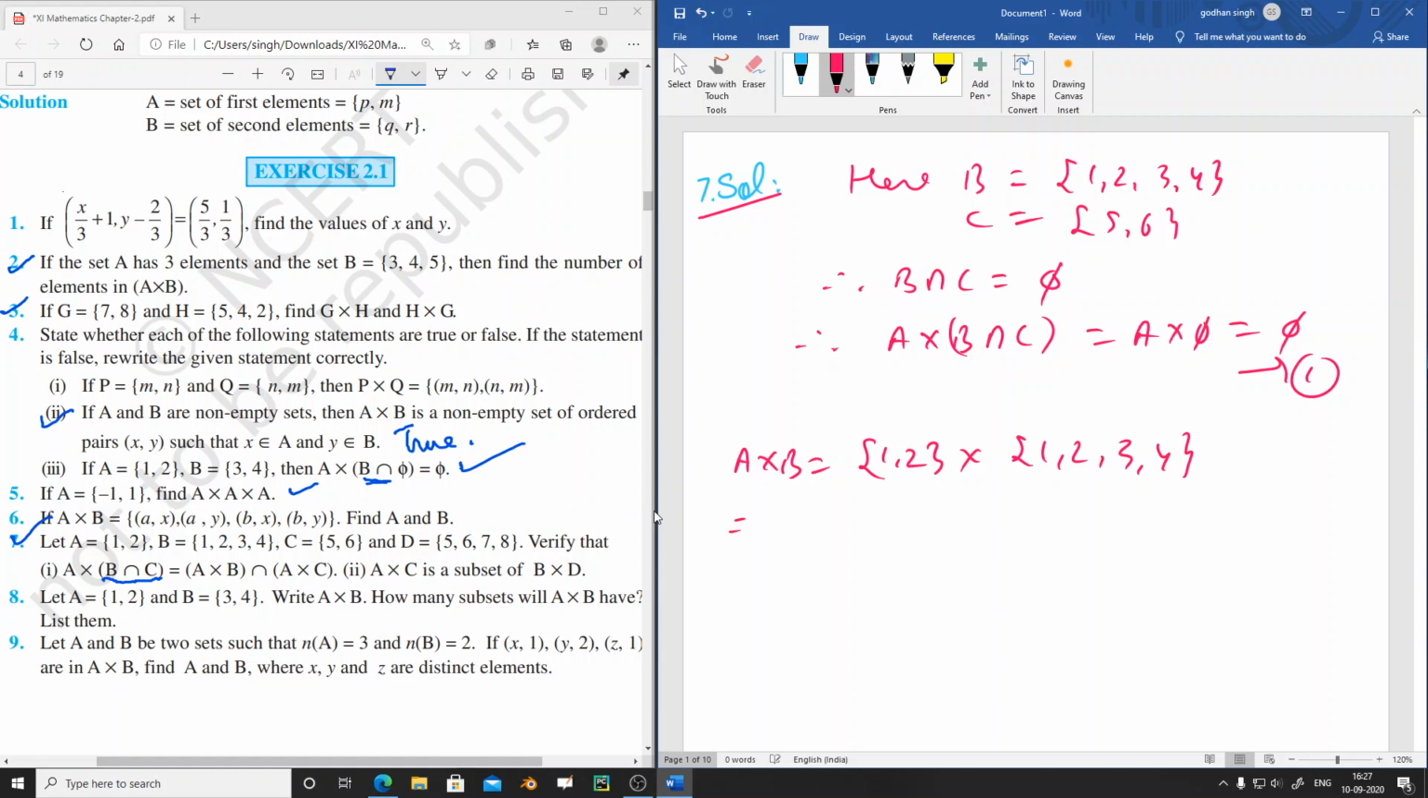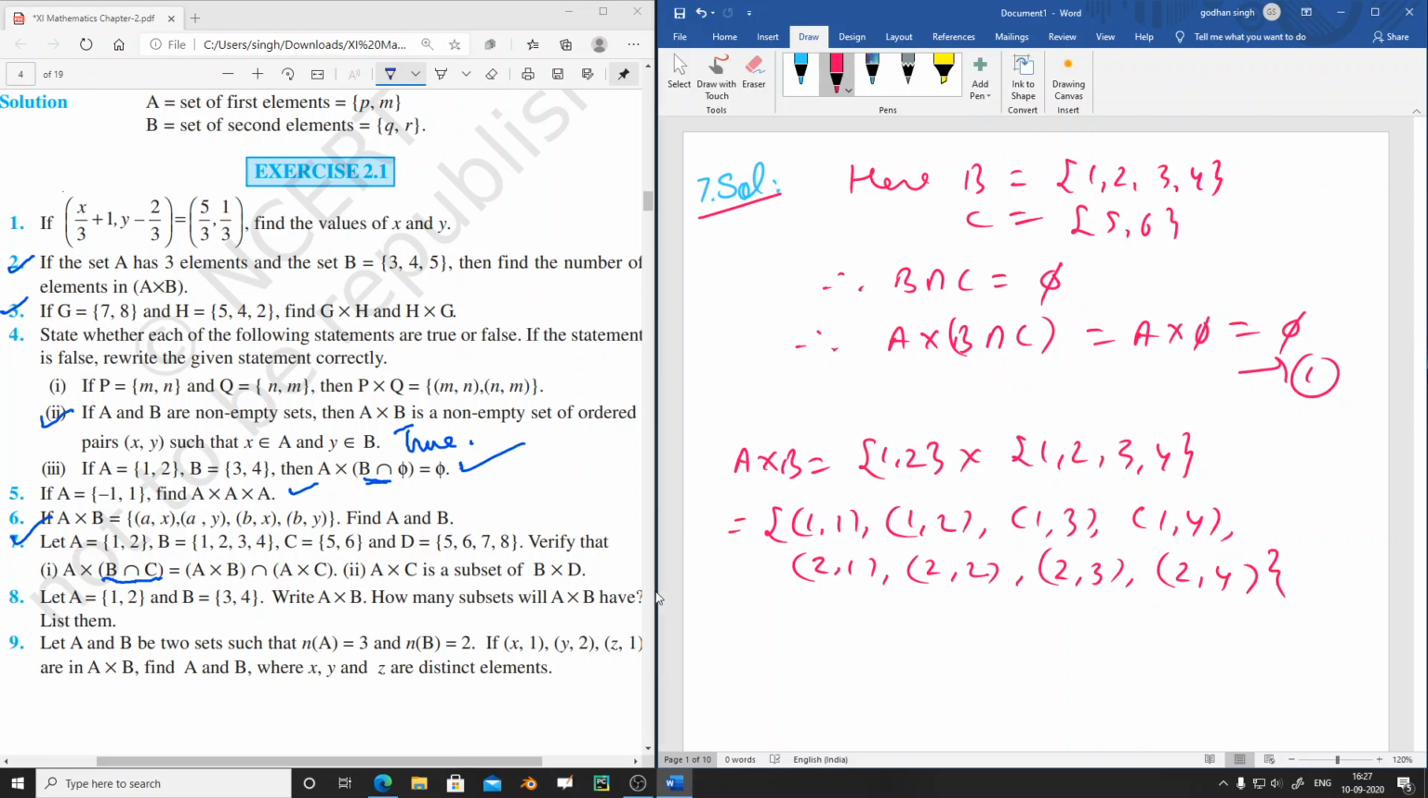So writing A cross B by pairing 1 with all the elements, we will get (1, 1), (1, 2), (1, 3), (1, 4). Then we will pair 2 with all the elements of the second set. So we will get (2, 1), (2, 2), (2, 3), (2, 4). So this is our A cross B.